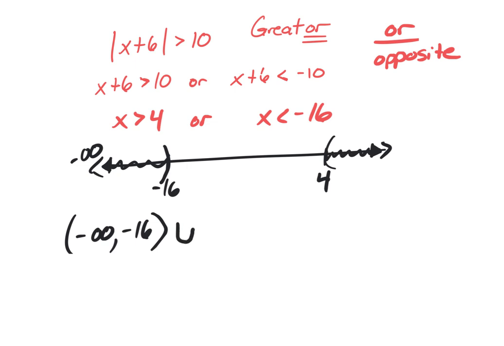But then we have that gap in there. There's no shading for a while. So that's where we put the little U symbol in between, to link the two together. And then we're going to start over again at 4, and we'll go to positive infinity on the right. And that would be our interval notation.